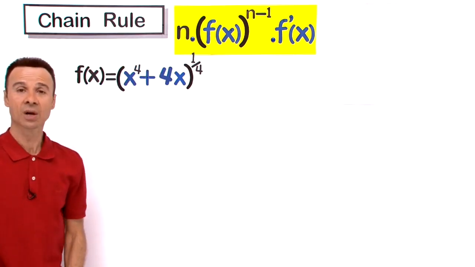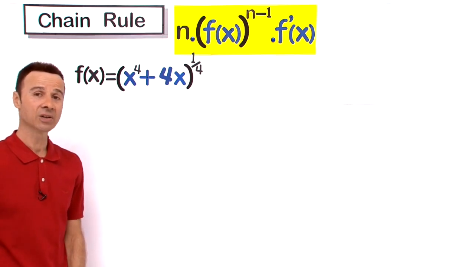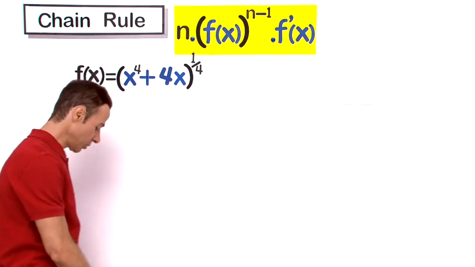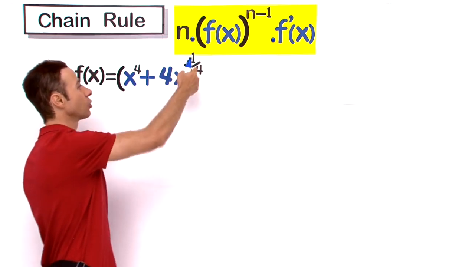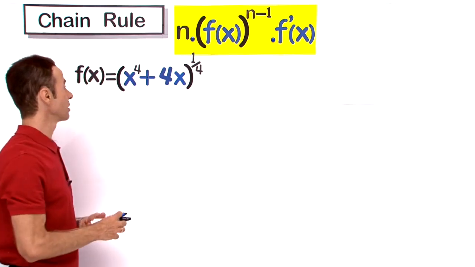Once we do this, I'll give you another example to give you even more clarity on how this chain rule works. So let's do this example here. Let's get stuck into it. All right, the first thing we want to do is bring that 1/4 to the front, because it's a fractional power.